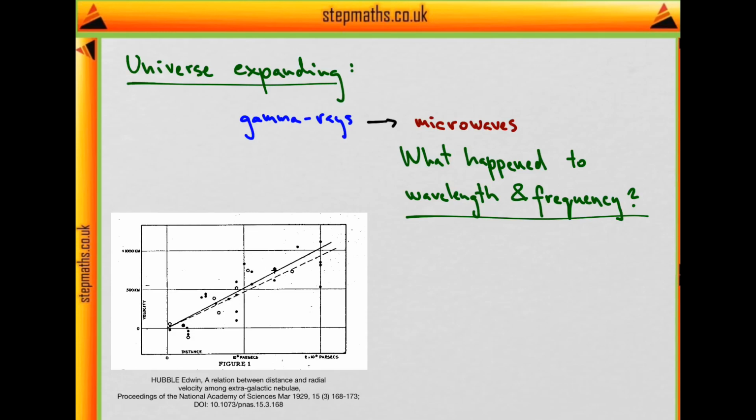Which is a very easy question if you happen to remember the typical frequencies and wavelengths of gamma rays and microwaves. Then you just compare the two and you're done. But let's have a look at how we can try and solve this a bit more systematically.